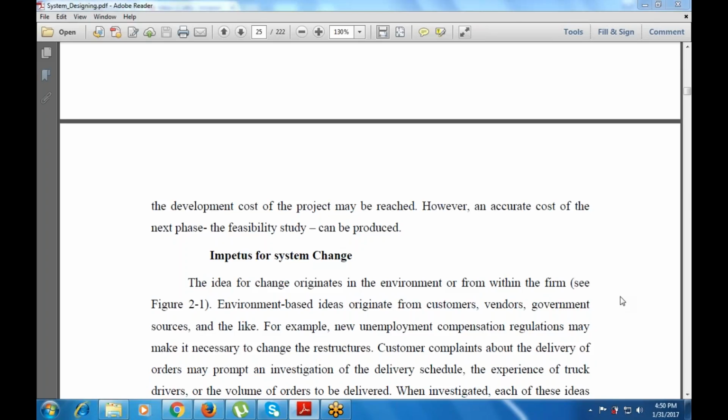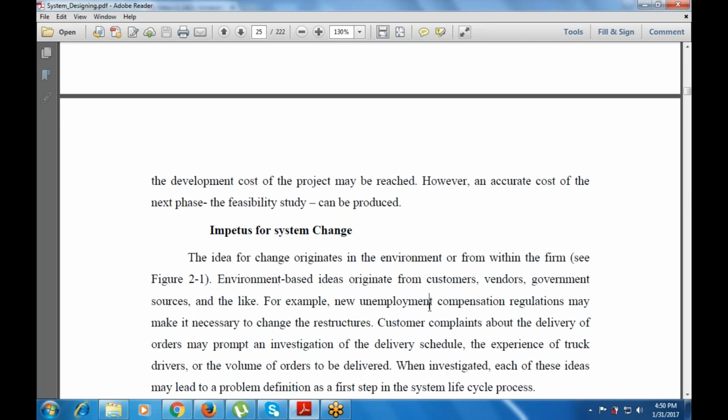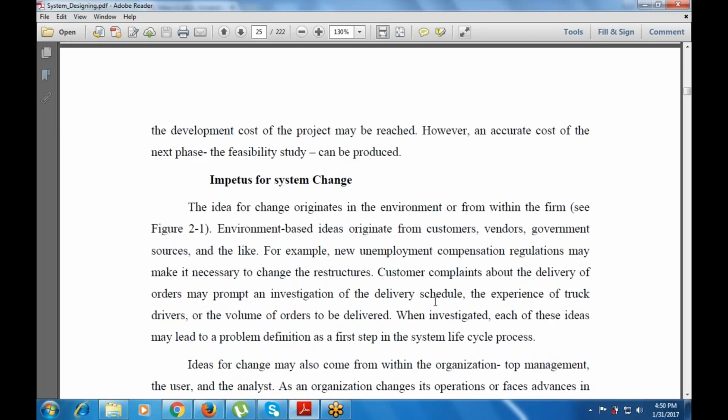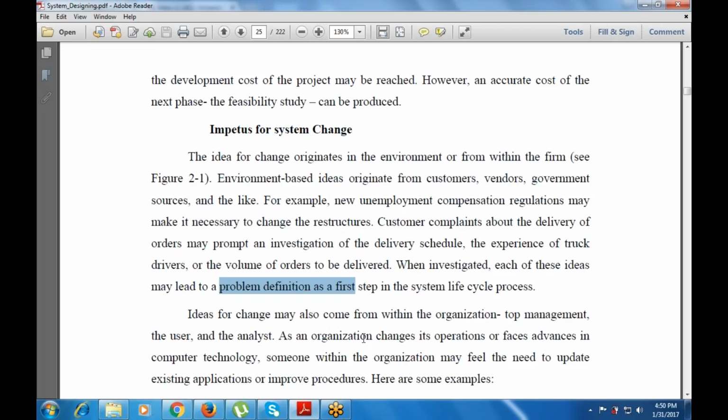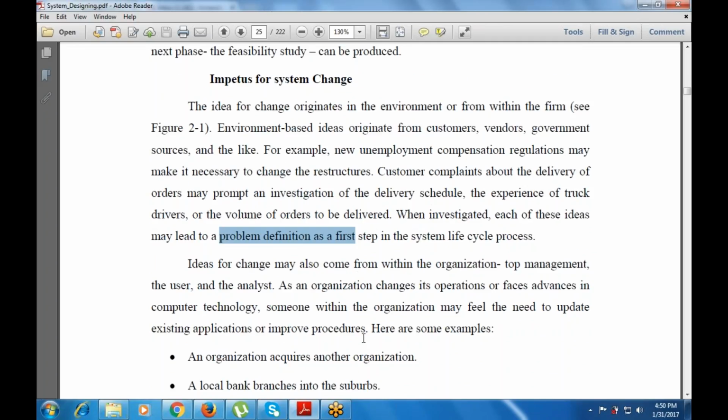This is used for the information change or the system change, with ideas that originate within the system. Environment-based ideas originate from customers, vendors, government sources, and the like. For example, new unemployment compensation regulations make it necessary to change and restructure. When investigated, each of these ideas may lead to the problem definition, which is the first step in the system development or system lifecycle process.